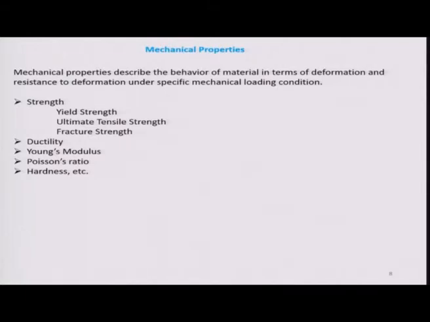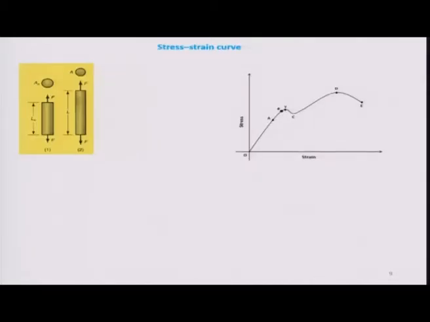So mechanical property describes the behavior of material in terms of deformation and resistance to deformation under specific mechanical loading condition. Okay. And there are various properties which come under mechanical property, that is the strength, yield strength, ultimate tensile strength, fracture strength, ductility, Young's modulus, Poisson ratio, hardness. We will study these things in detail in coming slides. Okay. First we will start from the stress strain diagram.